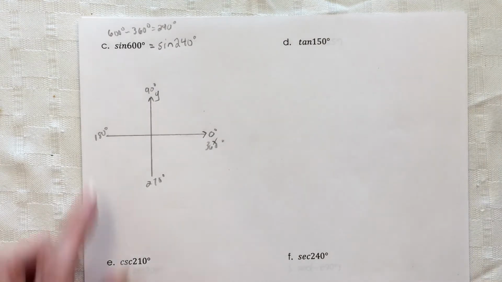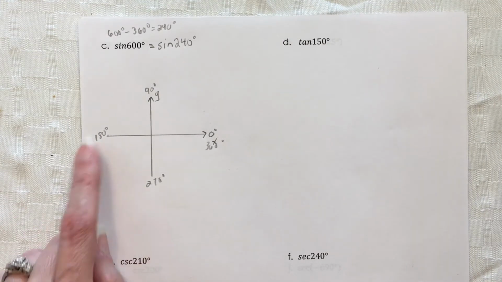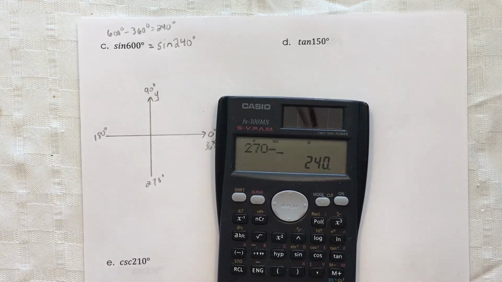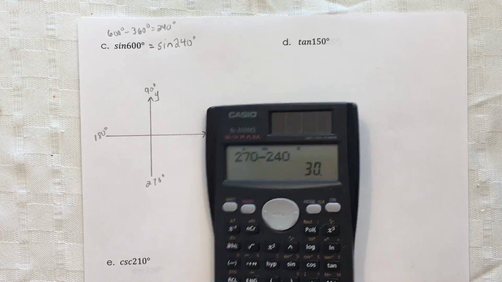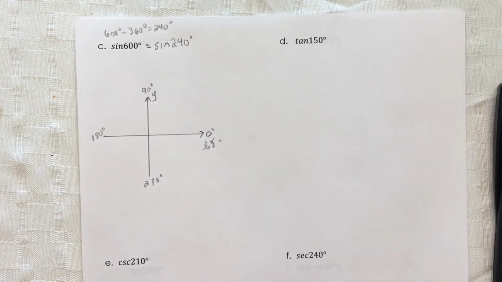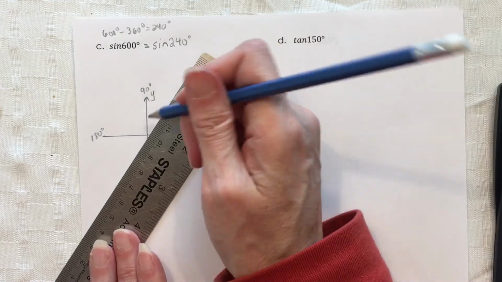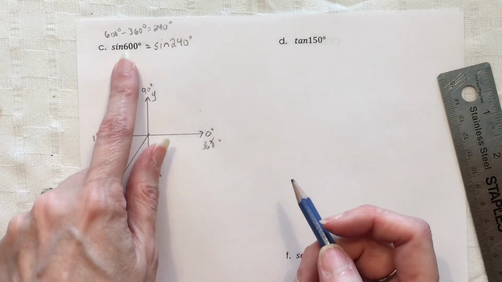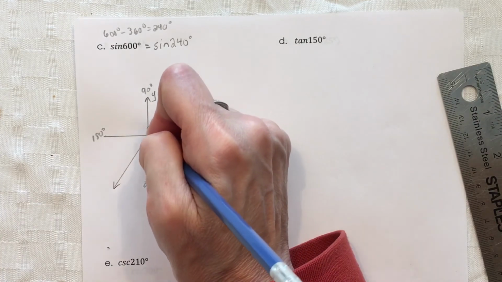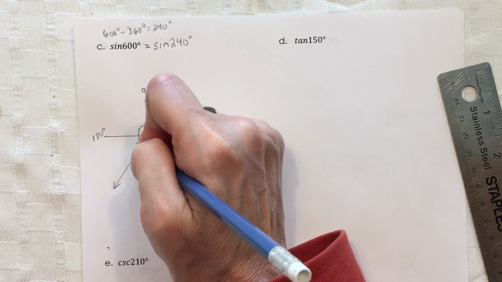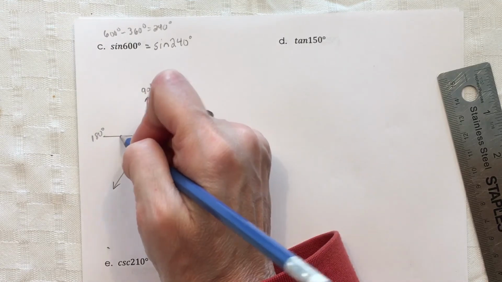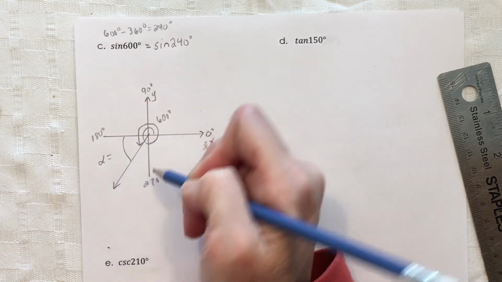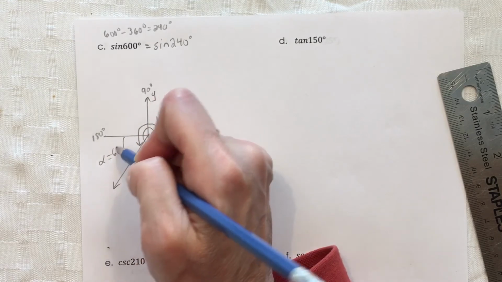So 240 degrees, we know fits in here between 180 and 270. So 270 minus 240 is 30, which means it's closer to the 270 because 45 is the halfway point. If I was drawing 600, I would have to go all the way around once and then back again, and I also know that that's 240. But alpha is what I'm concerned about. So if this part in here was 30, then this is 60.